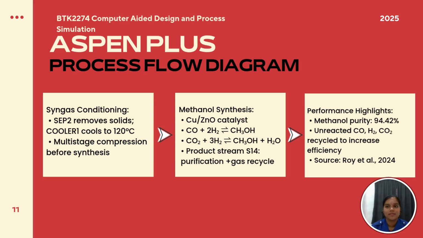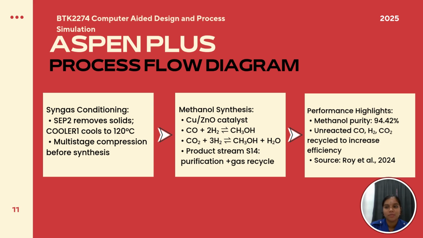Then the syngas was conditioned using a cyclone separator to remove solids and was cooled to 120 degrees Celsius using the heat exchanger. Then a multi-stage compressor was utilized to raise the pressure for the synthesis reaction. In the methanol synthesis reactor, which uses copper zinc oxide as catalyst, carbon monoxide and carbon dioxide are hydrogenated to produce methanol via 2 main reactions, which are for carbon monoxide and carbon dioxide.